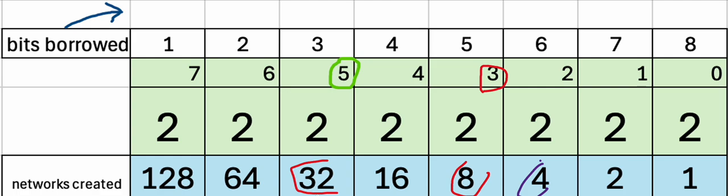Let's say we borrow 4 bits. How many bits are left over for the host? That's 8 minus 4, which is 4, so 2 to the 4th. That's 16 total for the host, 14 usable.